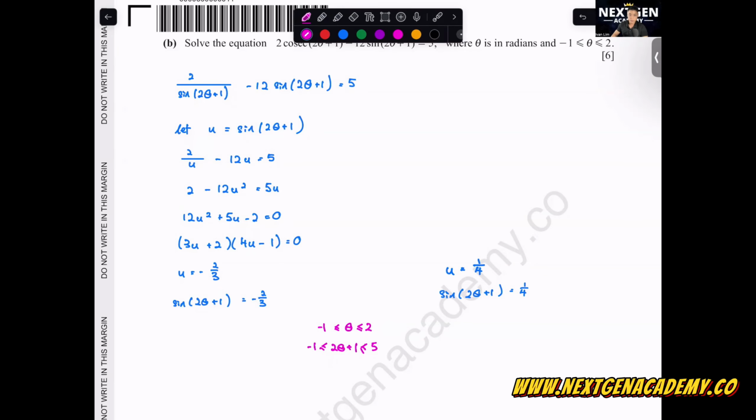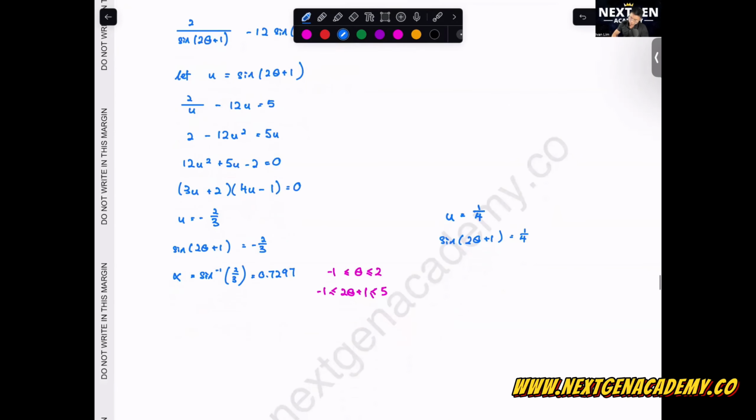Everyone understand this step? Okay, so we now do the typical step, which is we find what is alpha first. Inverse sine 2 over 3. We type this in the calculator. And for this step, I want you all to be careful. Please write down a bit more decimal places first. Don't round it up in this step, otherwise your final answer will be wrong, not accurate.